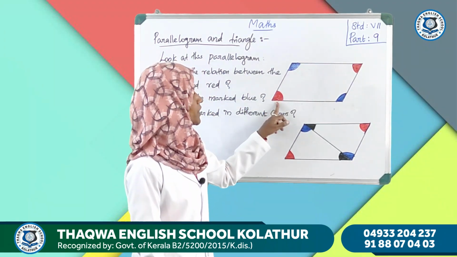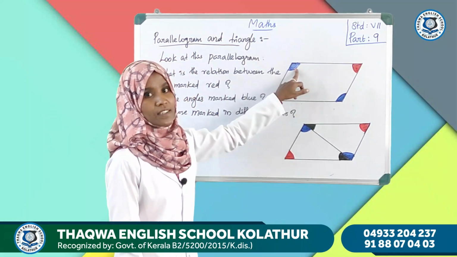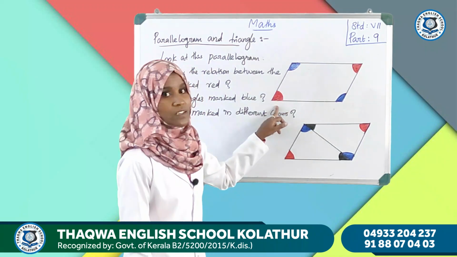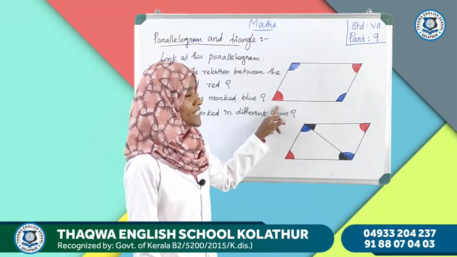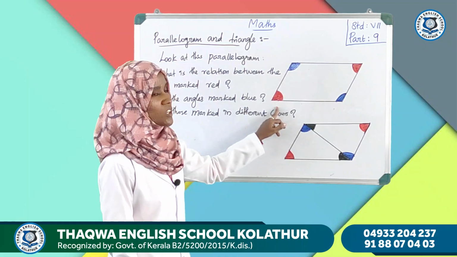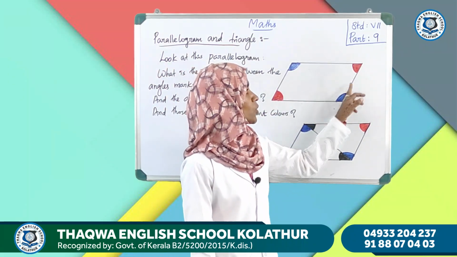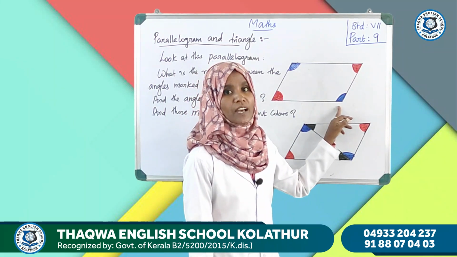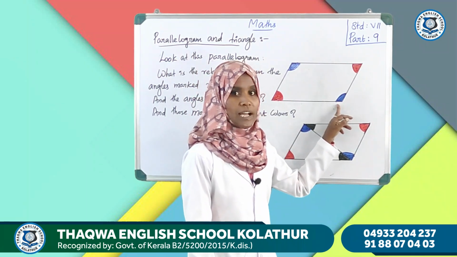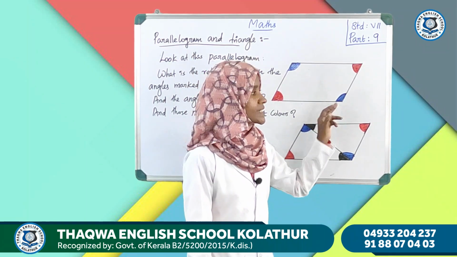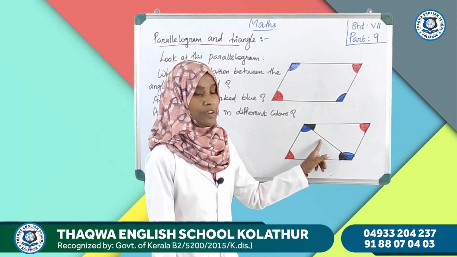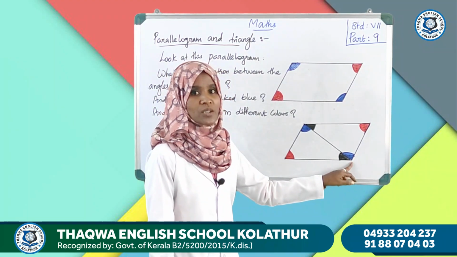What is the relation between this red and blue angle? Can you say? Yes, the sum of these two angles is 180 degree. What is the reason? Yes, these are the co-interior angles we have discussed in the last class. Then here also the sum of these two angles is 180 degree. Why? Yes, these two angles are co-interior angles.